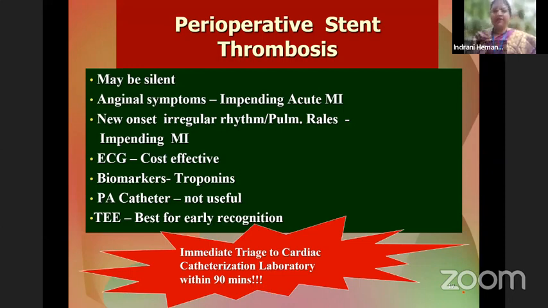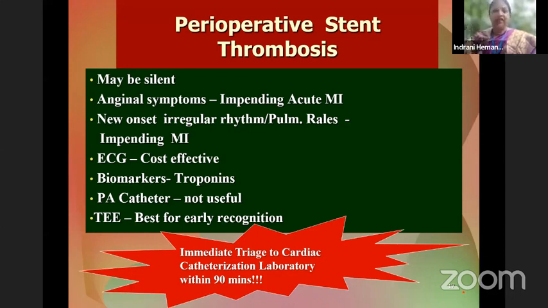Patient can develop anginal symptoms with an impending acute MI, new onset irregular rhythm, or cardiac failure. Patient can have ROLS. ECG will show up as an STEMI. Biomarkers will be kicked up, TROP-T, TROP-I. TEE is the best for early recognition.